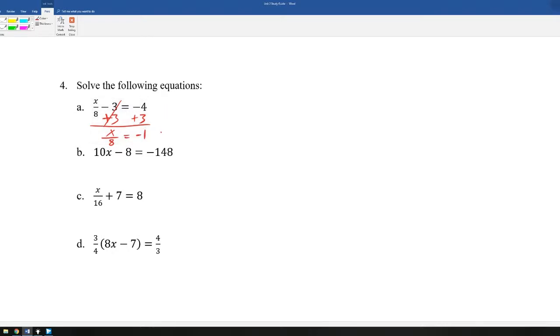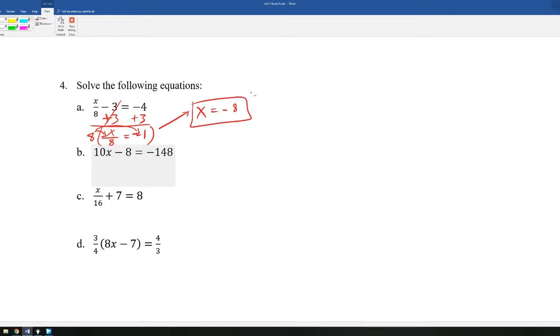And then how do you get rid of a multiplying or a dividing 8? Multiply. But remember what you do to one side, do the other. So 8 divided by 8 is 1. And in this situation, oops, sorry, that didn't come out right. So we're multiplying here, and we're multiplying to the other side as well. There we go. So you're going to have x equaling, what's 8 times negative 1? Negative 8. And that would be our solution.